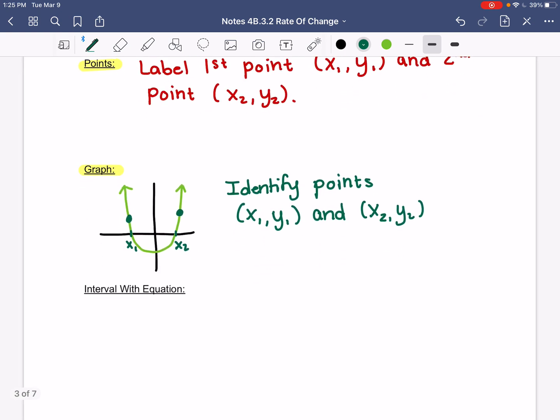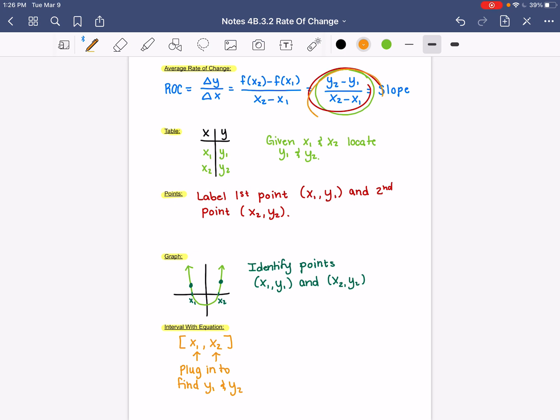And then the last type is if they give you an equation. So it says interval with an equation. For this one, they're going to give you an interval. An interval is written in these little brackets. So it'll be like x1 comma x2. It's not a y, it's not a point. Points are in parentheses. This is in brackets, so that means they're both x values. You're just going to go ahead and plug these values in to find y1 and y2. And then, like all of them, you're just always using this formula right here. So for all of them, no matter what, you're using this formula.